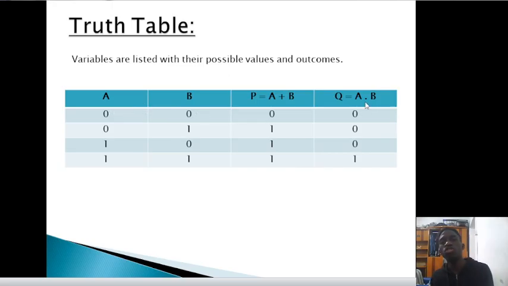Now, for Q is equal to A and B, what's the condition there? We need all your input values to be 1. If you have one input value that is 0, then you're getting a 0, a false. So everything must be 1. Everything must be true. So in the first condition, 0, 0, you don't have any true value there. So of course you're going to get a 0.